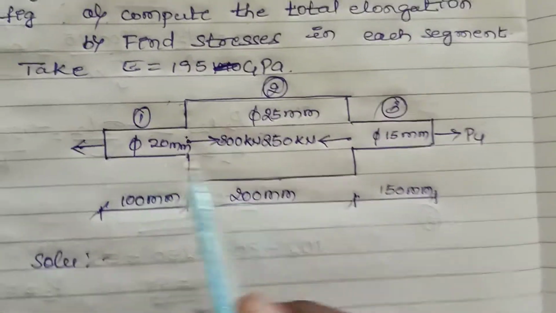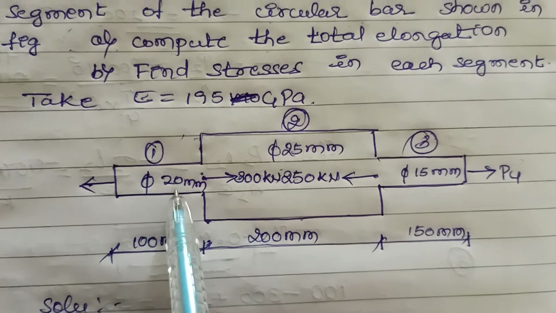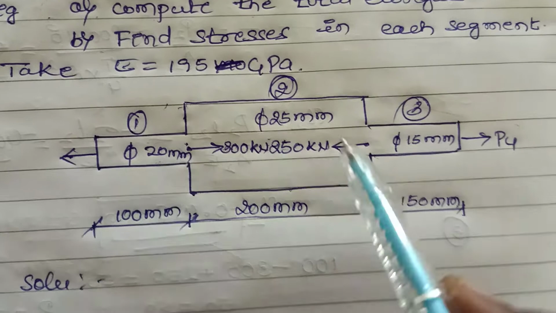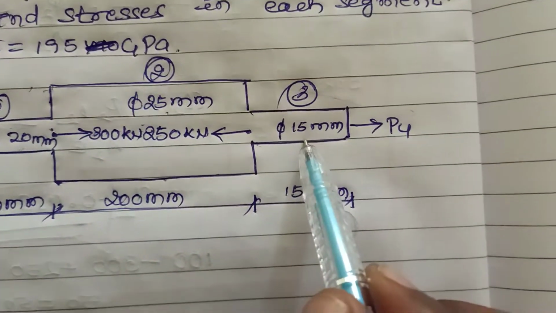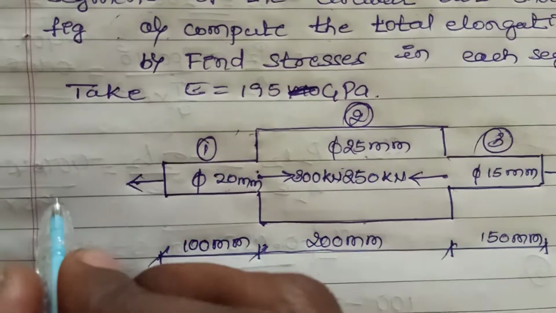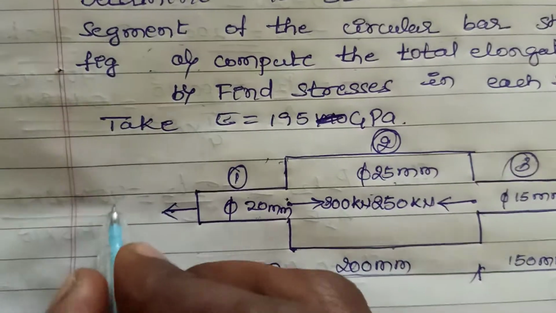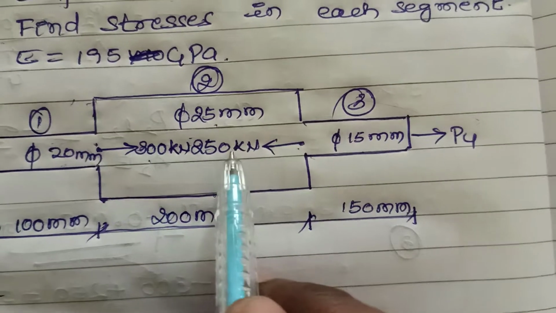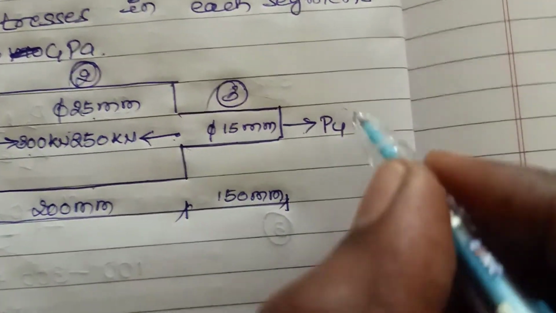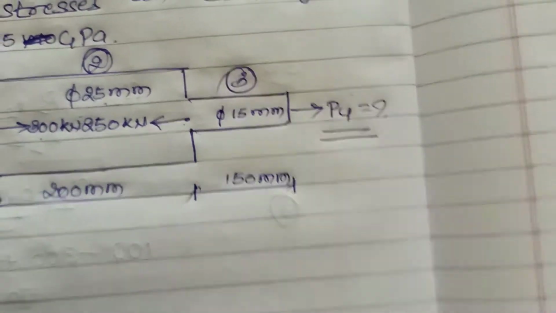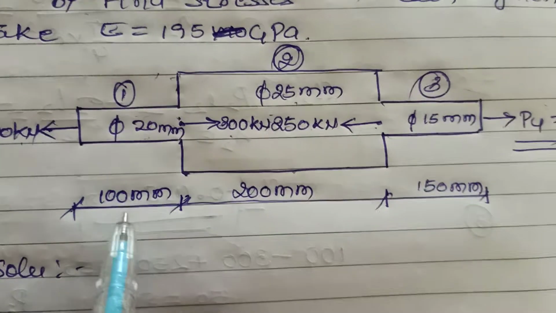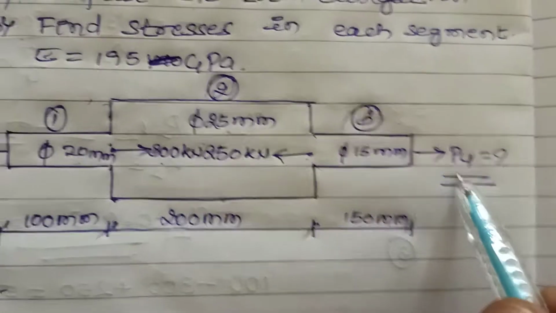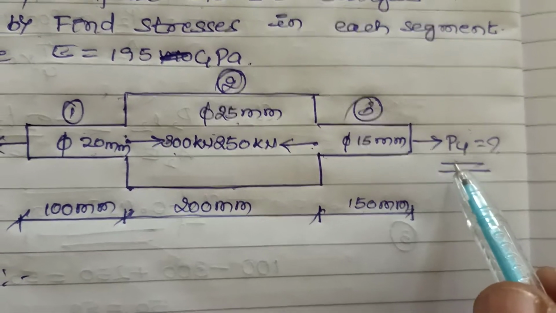Here the loads as well as the diameters are given. The diameter of the first section is 20 mm, the second section 25 mm, the third section 15 mm. The loads I have not mentioned here. Here it is 100 kilonewton, here again 300 kilonewton, 250 kilonewton, and again P4. This is unknown; this value is not given in the problem. The length of each section is also given. How to find this one?